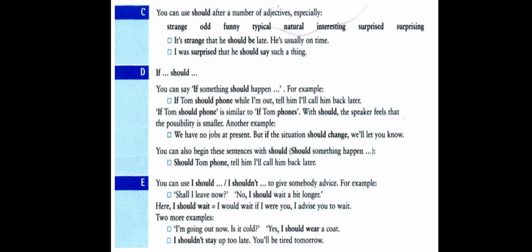For another example here, we have no jobs at present, but if the situation should change, we will let you know. And here, if the situation should change, the possibility is less. If the possibility is more than that, then the person says, if the situation changes. So when we use should plus the base form in the if clause, that means the possibility is less that the action happens.